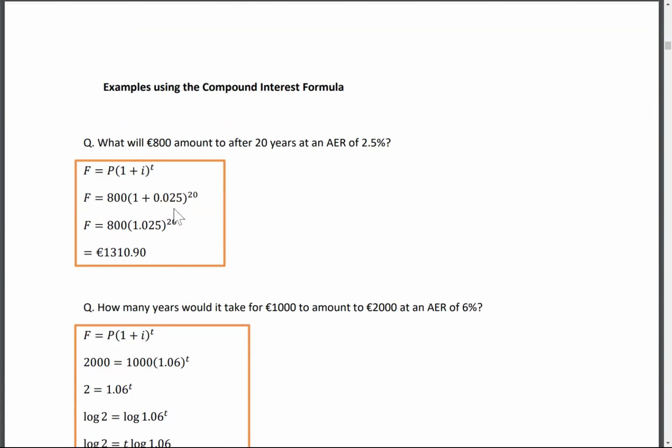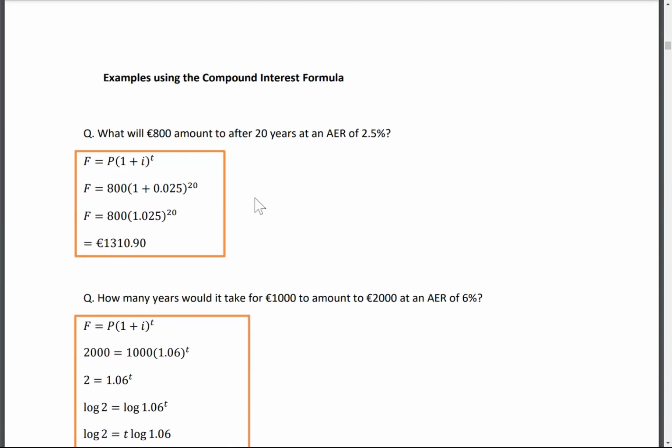Now, some examples using the compound interest formula. So the first example here, let's take something simple to get started. You're going to invest 800 euros. And what will that amount to after 20 years at an interest rate of 2.5%? Well, the first thing you do is you take the interest rate, 2.5%, and you convert that to a decimal, which is 0.025. And then you just fill in your formula.